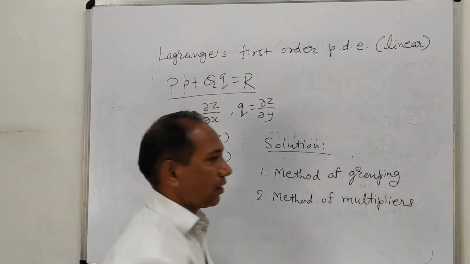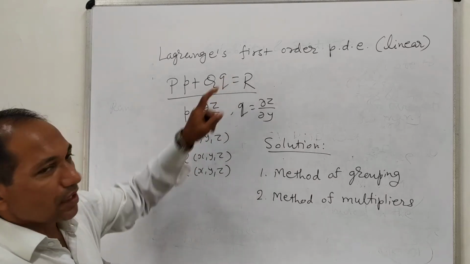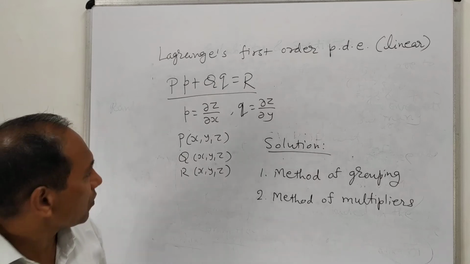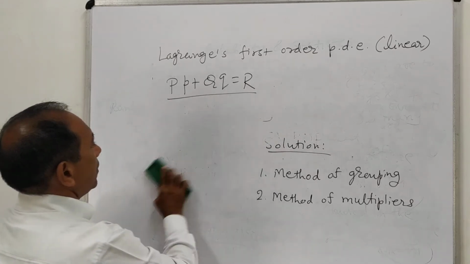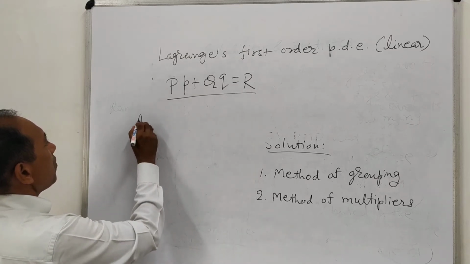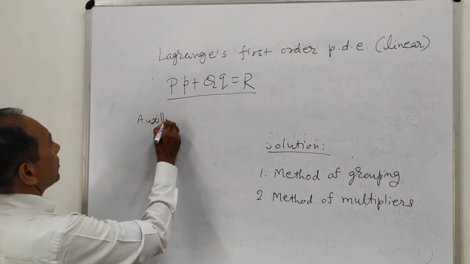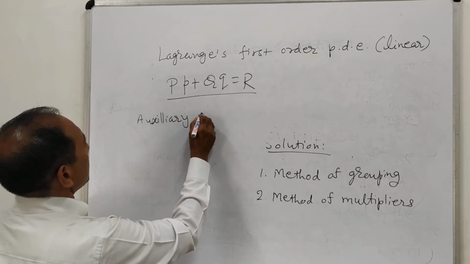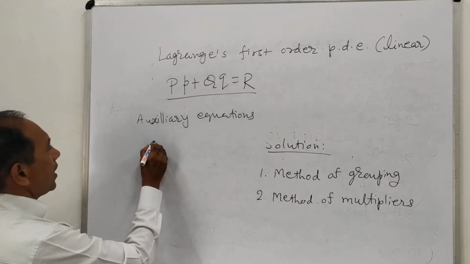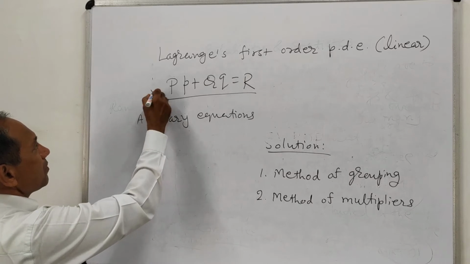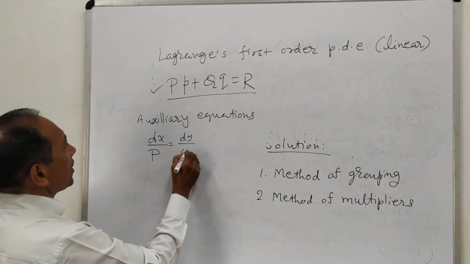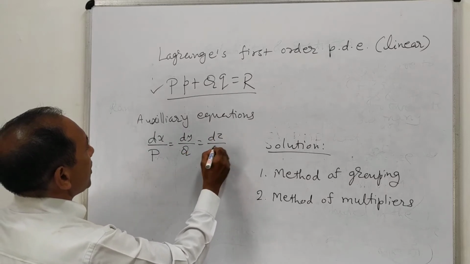So here we will solve this equation. To solve this equation, first let us see the solution procedure. We will have to write down auxiliary equations from this given equation. Auxiliary equations can be written directly from the given equation. So dx upon capital P, dy upon capital Q equal to dz upon capital R.